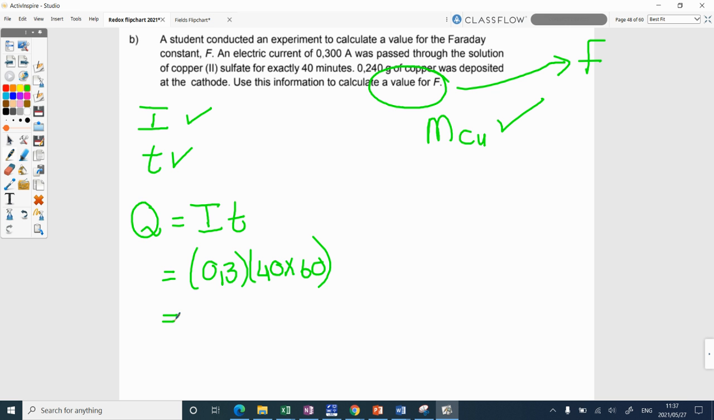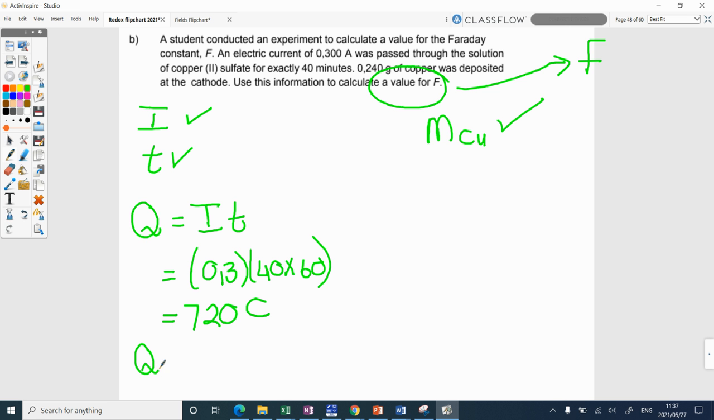Now that I have my calculator back, please calculate it for us. So 720 coulomb. Yes, 720. What's the next step?